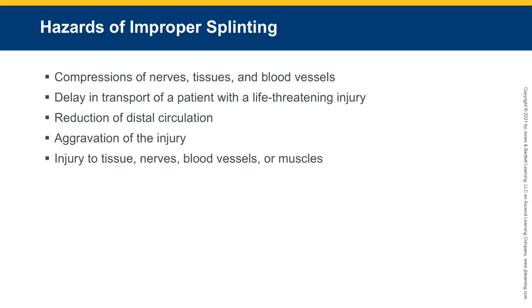Improper splinting can cause significant harm, including compression of nerves, blood vessels, and soft tissues, leading to further injury. It may also delay the transport of a critically injured patient. Additionally, if applied incorrectly, a splint can reduce circulation, worsen an existing injury, or cause unnecessary pain. Proper training and technique are essential to avoid these complications.